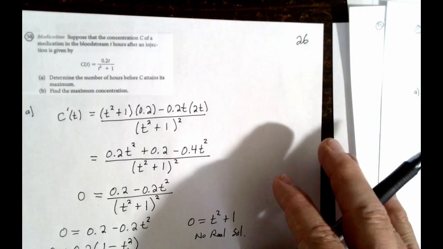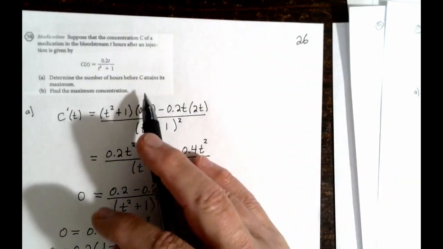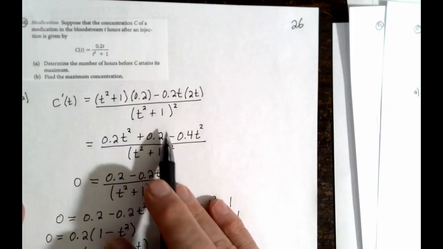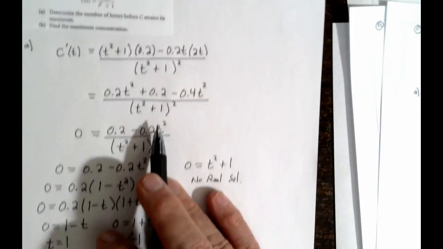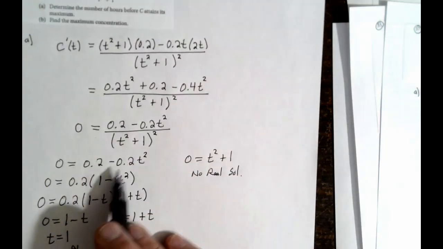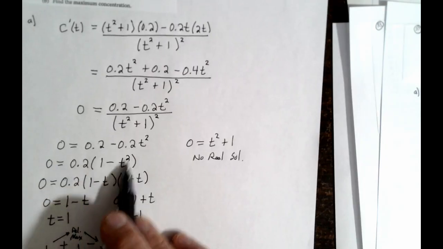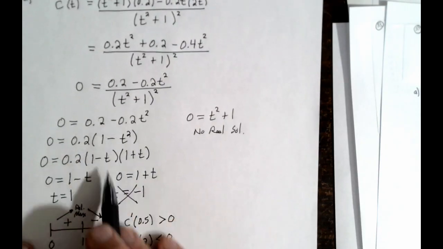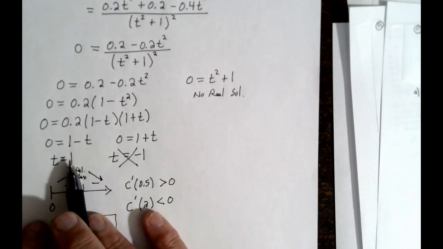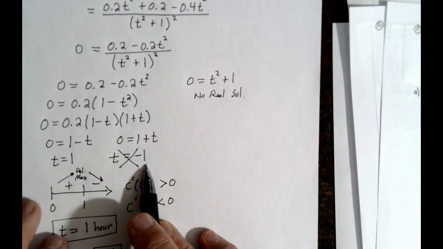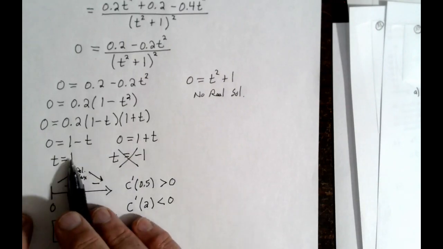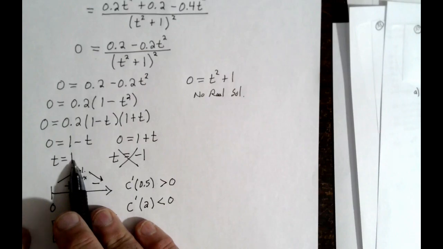And the last question talks about medication in the bloodstream after a certain number of hours. So you take the first derivative and simplify it down, and you factor the top, you factor the bottom. The bottom doesn't give you any answers, but the top, when you factor it, gives you t equals 1 and t equals negative 1. Now we're talking about time here, so you can't have negative 1 hours. That's out. So t equals 1 is your only critical value.